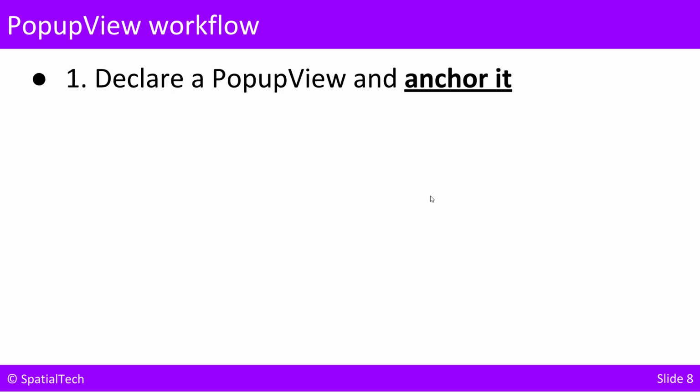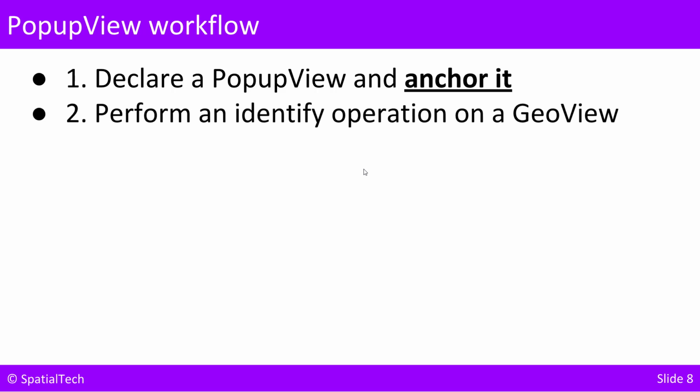Maybe you want to anchor it on the right side of the screen and have it slide in via an animation. So you have to decide where the pop-up is going to be anchored. Where are we going to display it on screen? And then we typically perform an identify operation. So we first have to say, where's this pop-up? If we get a hit on an identify, where's this pop-up view going to show up?